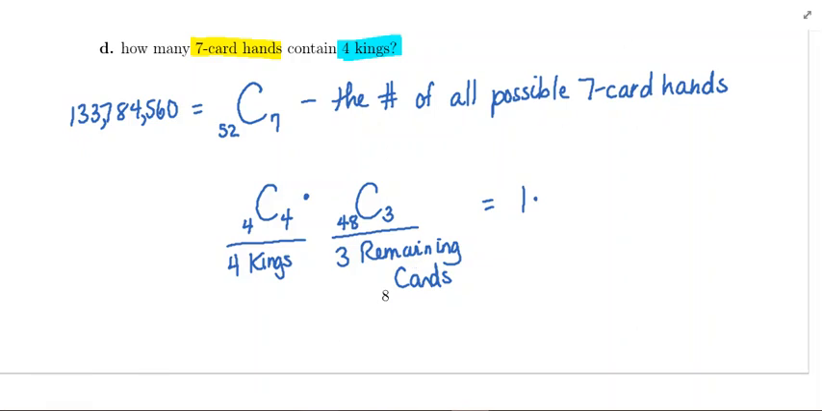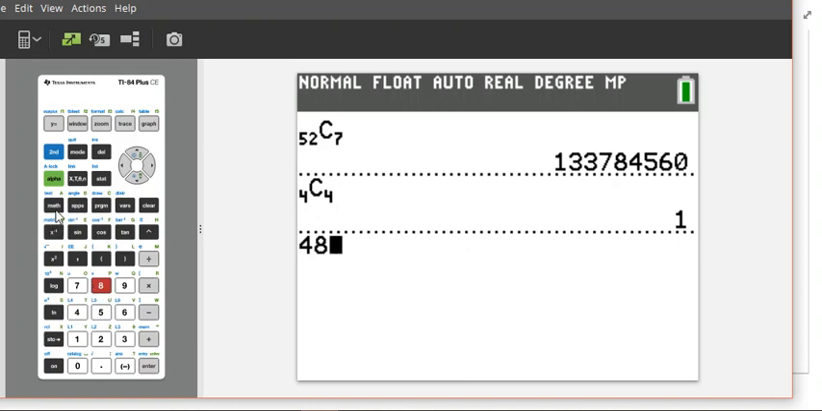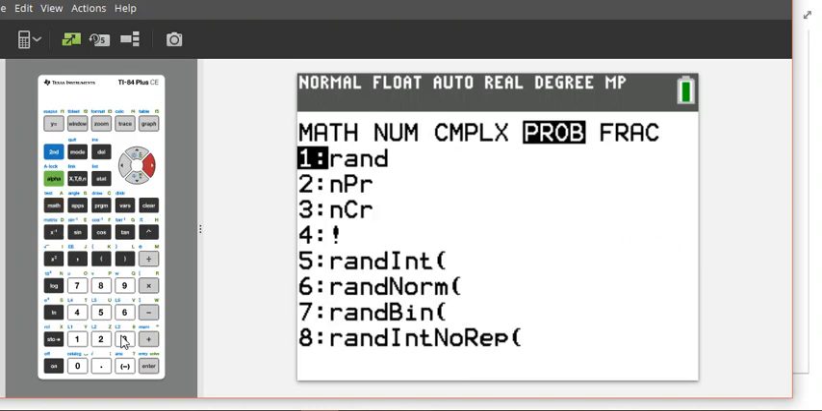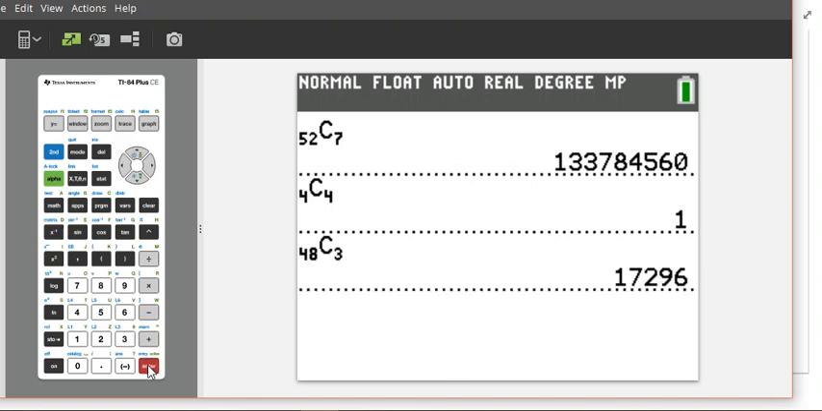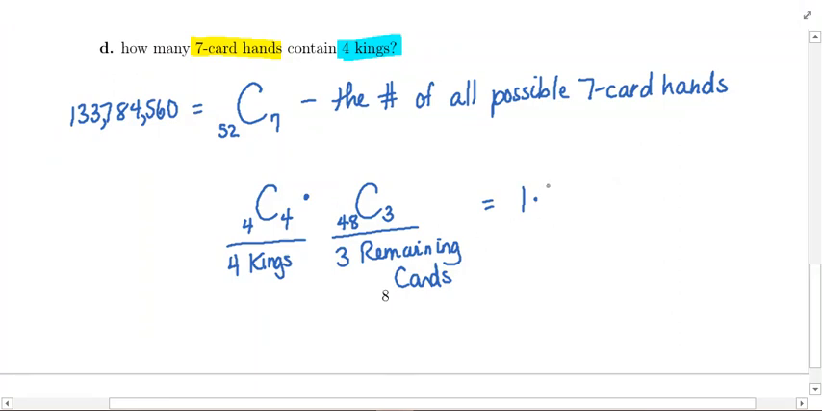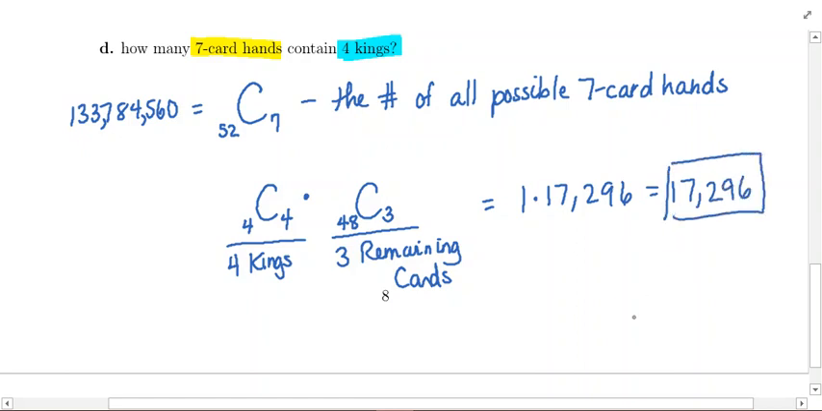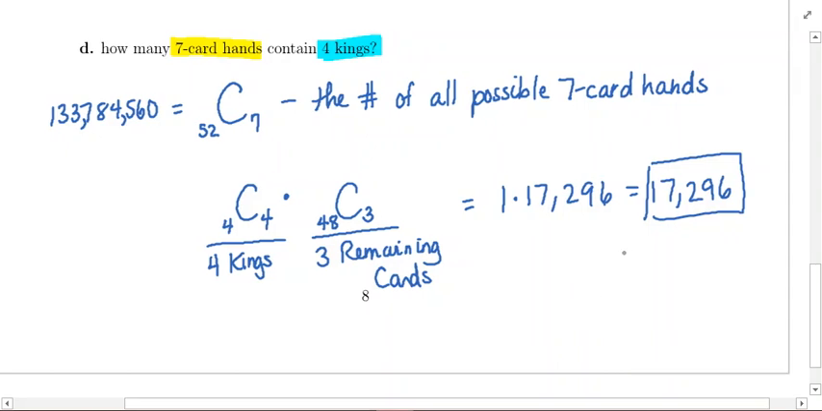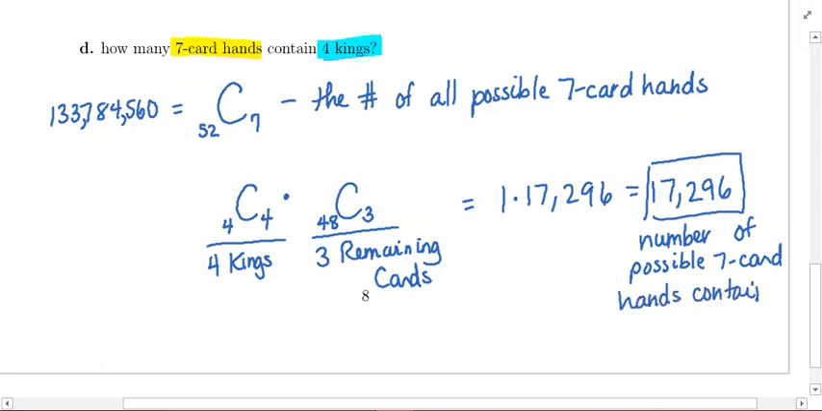Let's do that. I'm going to go back to my calculator. This is going to be 48, and we're going to choose 3. There we go: 17,296. So that is our answer. This is going to be the number of possible 7-card hands containing 4 kings.